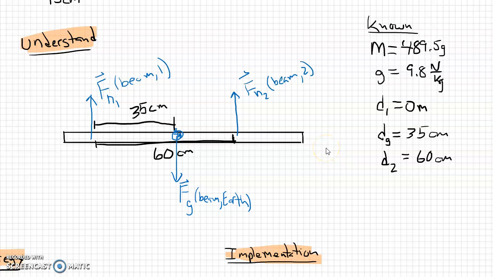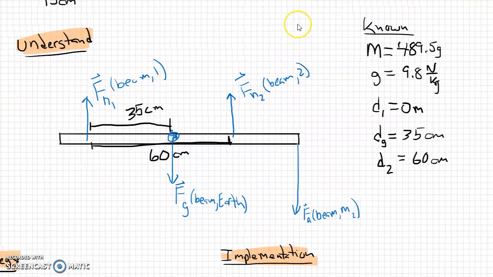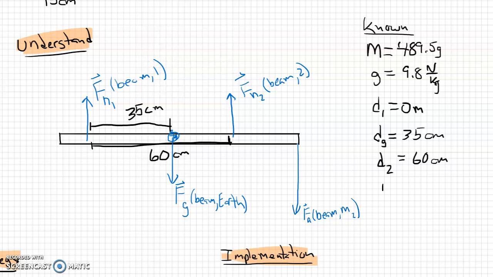In this problem, we're going to have another force applied in this downward direction. Let me try drawing that a little straighter. Basically, this is going to be a larger force than the force of gravity. Let's call this a force applied, on the beam, because of mass 2. That is a new known, so mass 2 equals 0.9 kilograms.